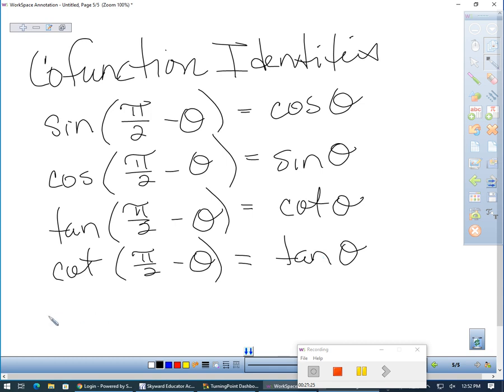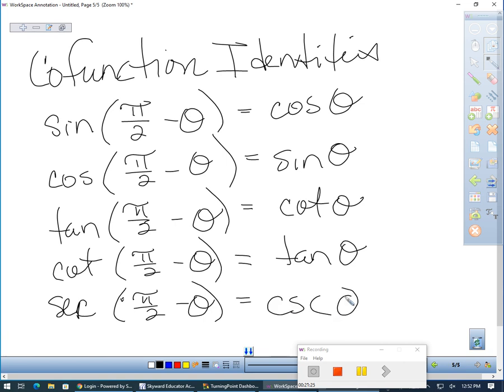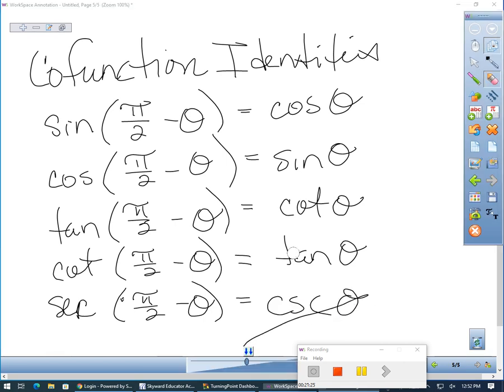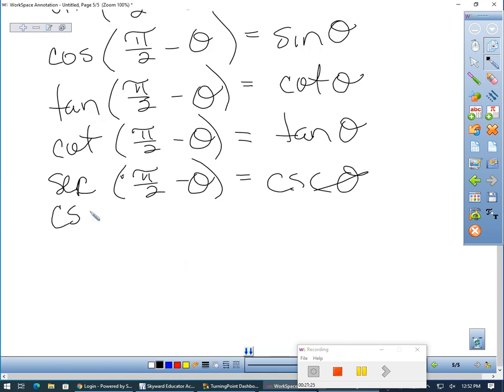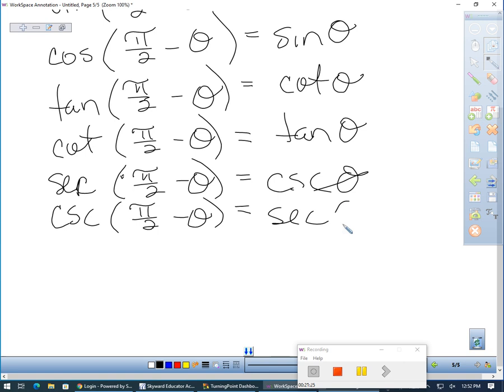And of course our last two, if we go ahead and do the secant of pi over 2 minus theta, that equals cosecant theta. And any guesses what the last one's going to be? Yeah. Good. Cosecant of pi over 2 minus theta equals secant theta. All right. So we've added those. We're going to add one more very quickly.